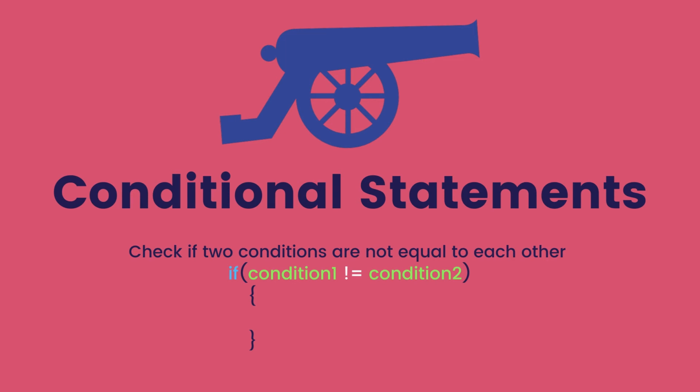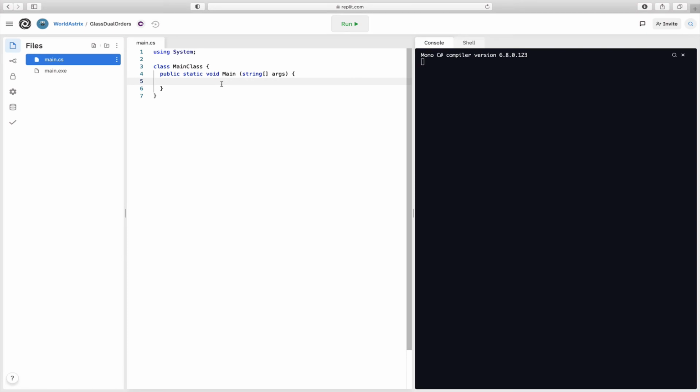So now let's do a little bit of practice with some of these conditional statements. I will have a link in the description to this Replit page where you can practice some of these conditional statements on your own. To start off, let's check if two integers are equal to each other.